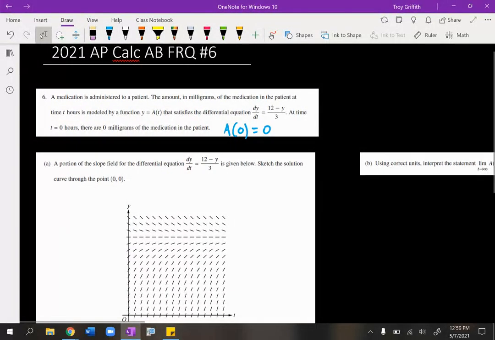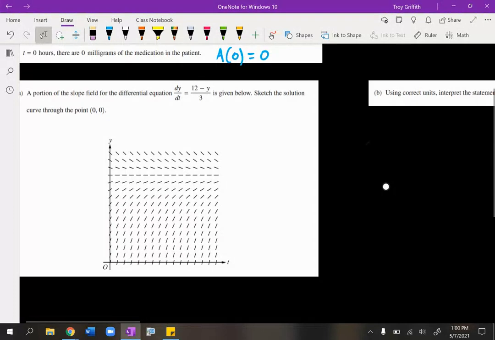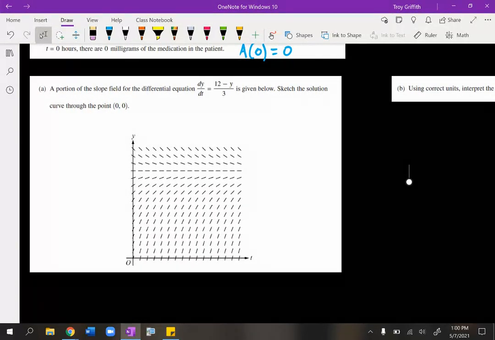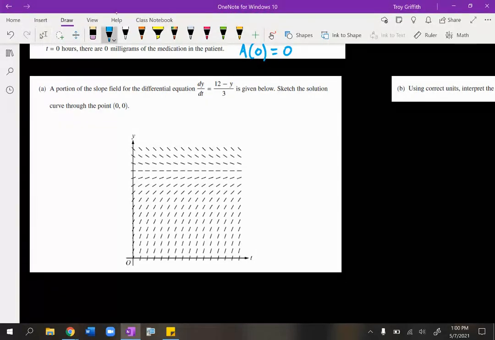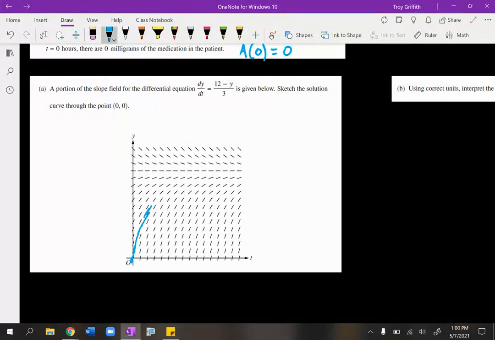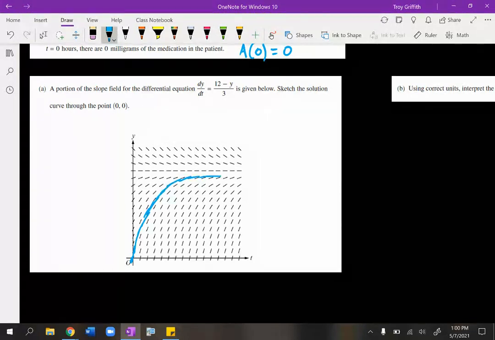Okay. So letter A here says a portion of the slope field for the differential equation is given below. It wants us to sketch the solution curve through the point (0, 0). These are always pretty much gimme questions as we go here. So we're going to have some sort of curve that follows this asymptote right here. Okay, fairly simple for that first one. And we can see that there's that horizontal asymptote at the line.